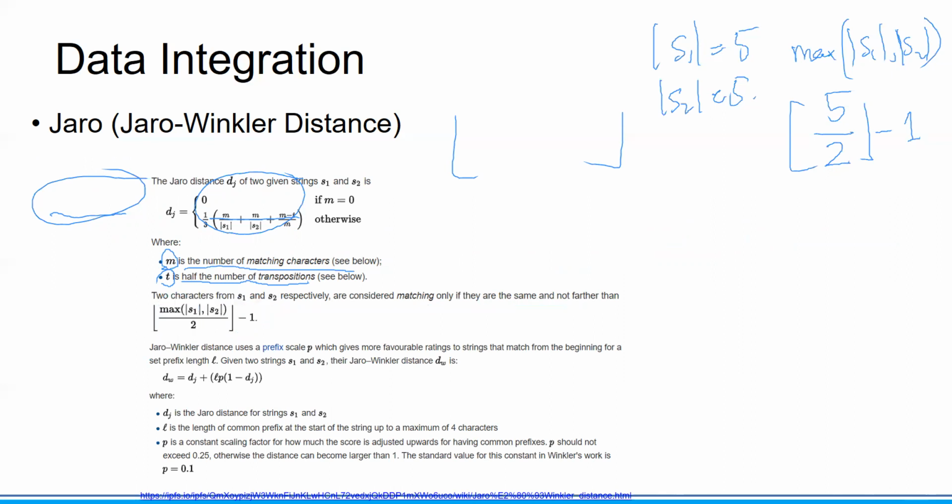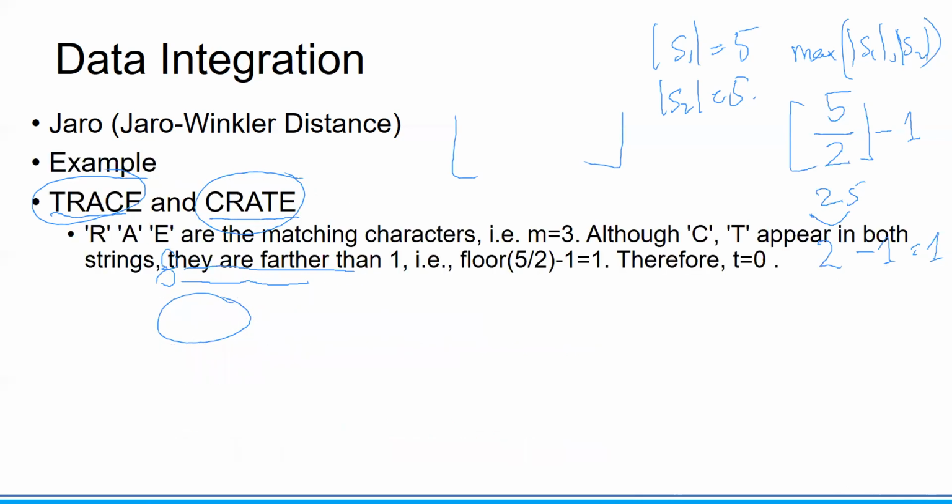Floor means we want to floor this one, so 5 divided by 2. 5 divided by 2 is 2.5. So we want to round down to the lower integer value. So 2 minus 1 means 1.